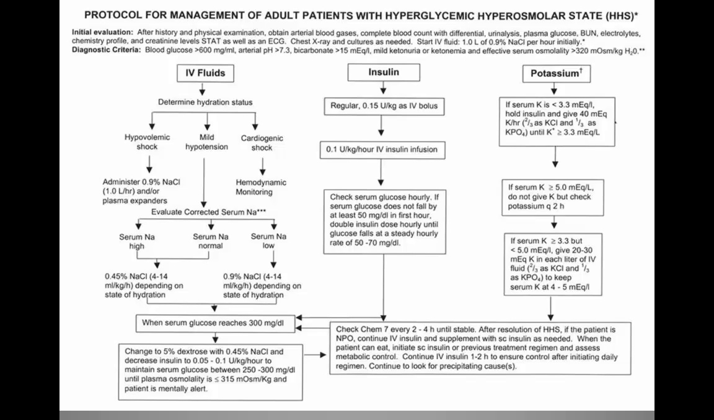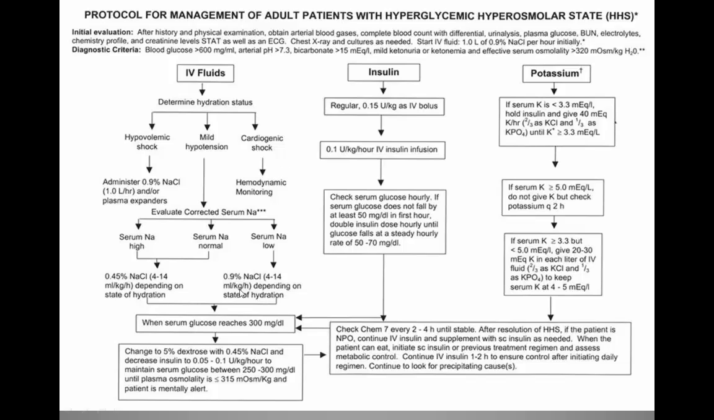IV solution. If the patient is in hypovolemic shock, you would administer sodium chloride, which is normal saline, 1 liter per hour as a plasma expander. If the patient has mild hypotension, then go and check your sodium level. If the serum sodium level is high, you start with half normal saline. If the serum sodium is low, you continue with the normal saline. Now you have to recall that patients with cardiogenic shock do not benefit much from IV fluid. Even though these patients need IV hydration, you need to provide inotropic support as well.